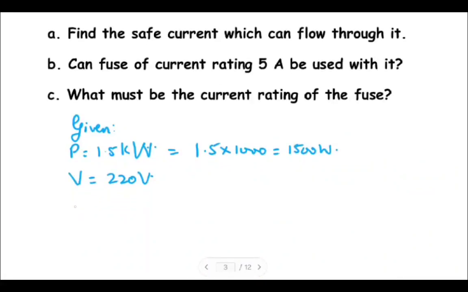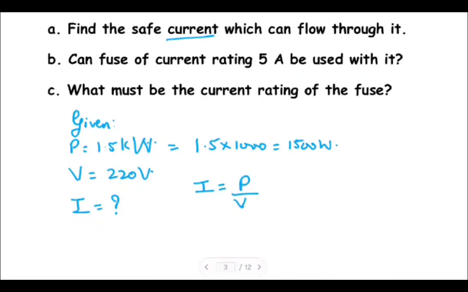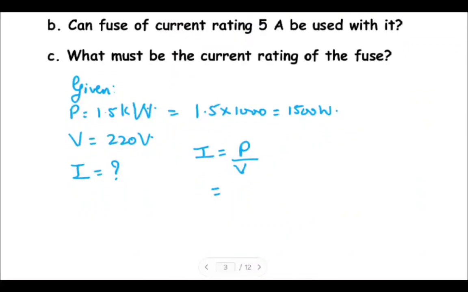Alright. So now we want first thing current. Current is I. Okay. Alright. So what is the formula for current? I is equal to power upon voltage. Correct? Power is 1500. Voltage is 220.